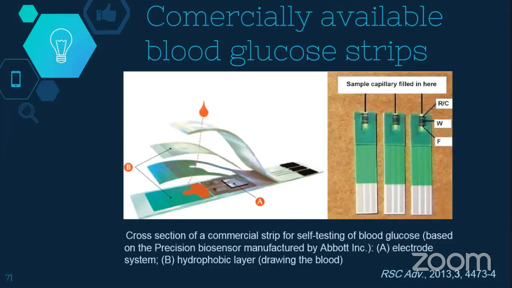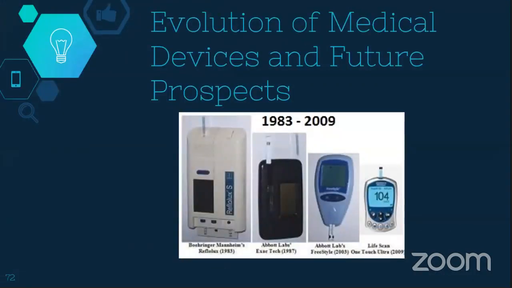Commercially available blood glucose strips, you can see how it works. It works on electrochemical analysis only. By using a 3 electrode system, you have a working electrode, a counter electrode, and a reference electrode over here. This is the cross section of the commercial strip for self-testing of blood glucose. You can see A is your electrode system, and B is your hydrophobic layer drawing the blood. So this is the basic setup, which you insert in any glucometer.